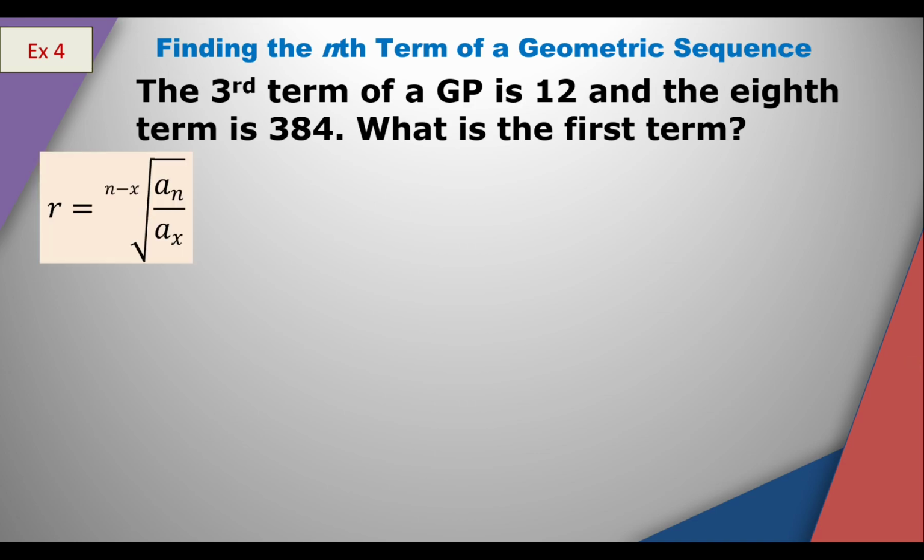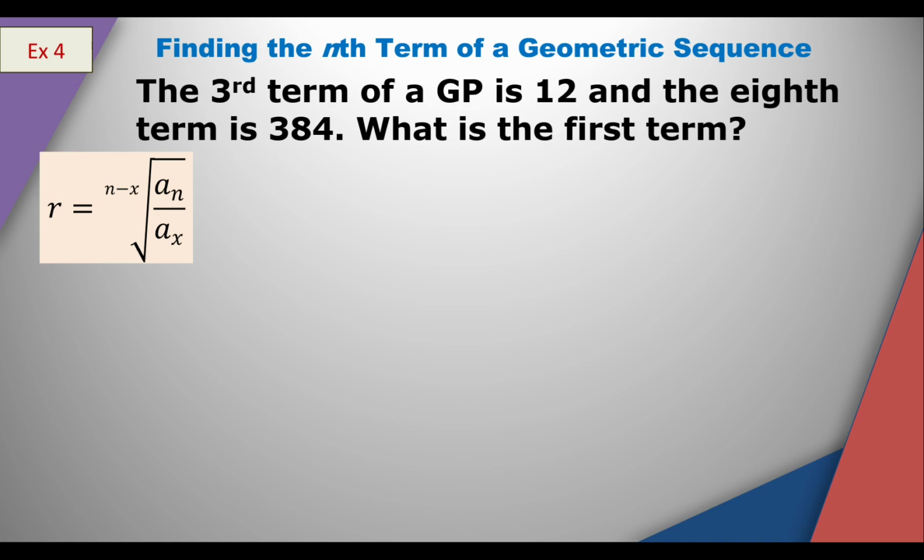In the previous video, you were introduced to another derivation of how we can solve for the common ratio if we don't have consecutive terms and if we are not given the first term. So that we have here the common ratio is equivalent to the n minus x root of the quotient of a sub n and a sub x. So let's do that.